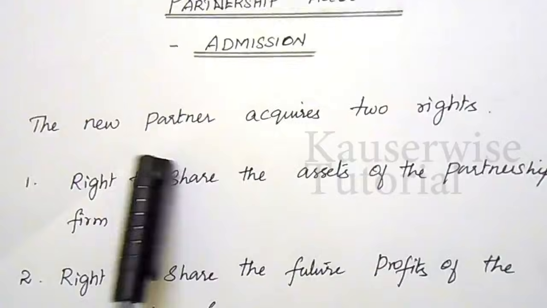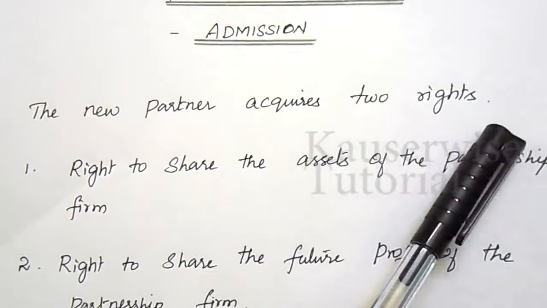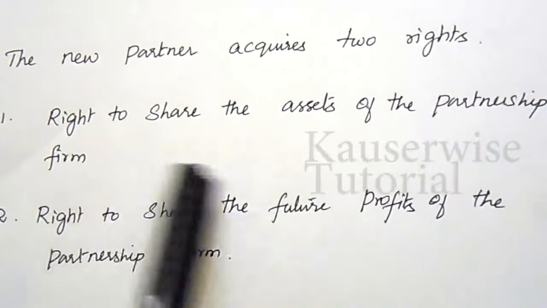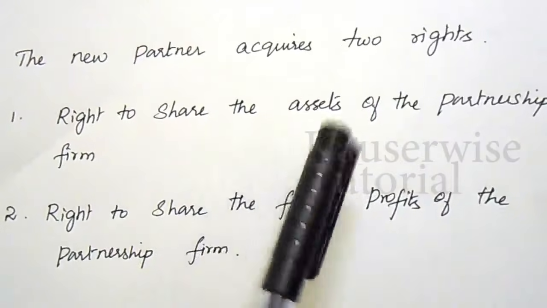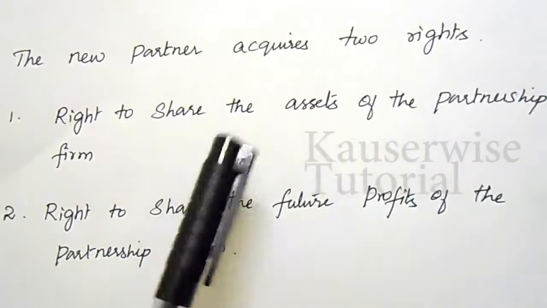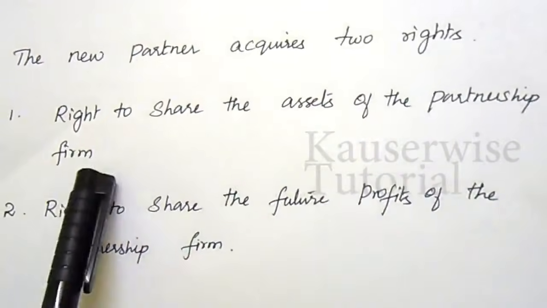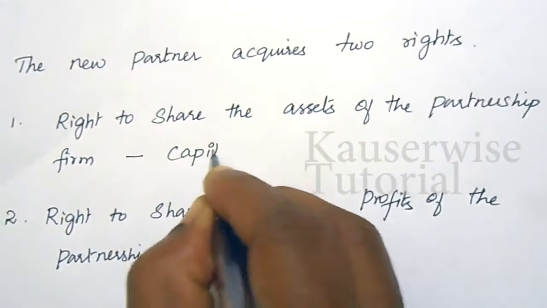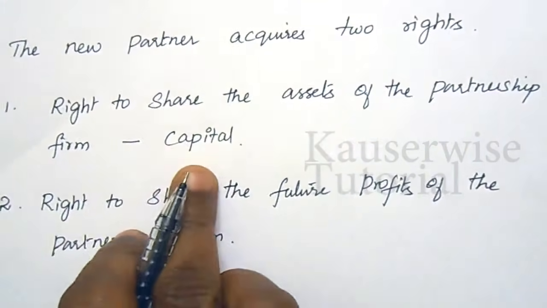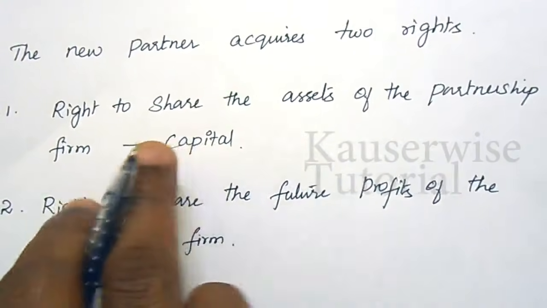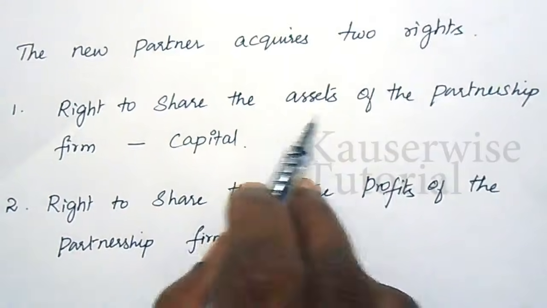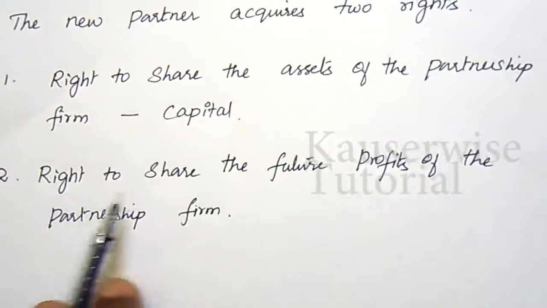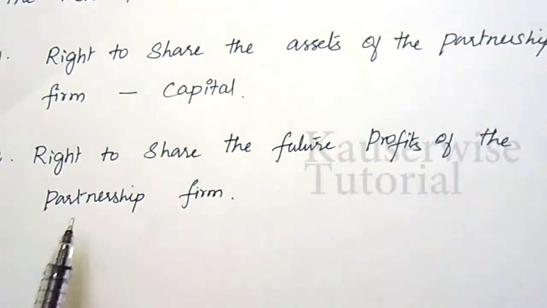In such case, the new partner acquires two rights. The first right is the right to share the assets of the partnership firm. After entering into the partnership agreement, the new partner will have the right to share the assets of the partnership firm. For that, he needs to bring some amount as capital, in order to acquire the right to share the assets of the firm. And the second right is the right to share the future profits of the partnership firm.